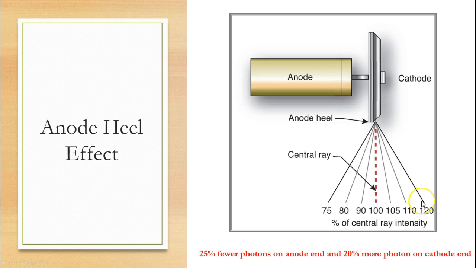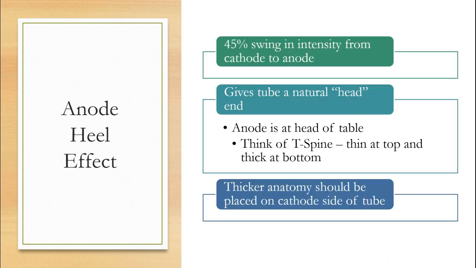Compared to this side, you have a higher intensity because it's not absorbing as much. Okay, so we call it fat cat. It's 20% above the 100, and the anode is absorbing 25%. So 25% fewer photons on the anode end and 20% more photons on the cathode end. So this is called your anode heel effect, and we're going to use that to our advantage. A 45% swing in intensity from cathode to anode gives the tube a natural head end.